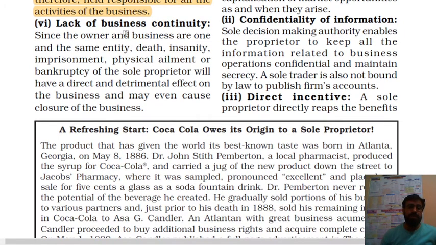Now, the sixth point, a very easy point: lack of business continuity, right? See, being a single person to manage, own and control the business, in case of his death, in case of his insanity, meaning when he has an unsound mind and is not mentally capable of handling things, in case of imprisonment, physical ailment, any kind of disability, or bankruptcy, meaning when he is not able to pay off the liability and is now bankrupt, he will not be allowed to carry on any business.